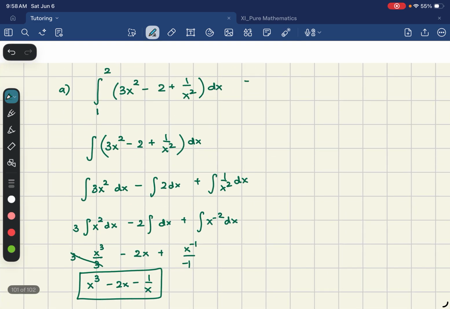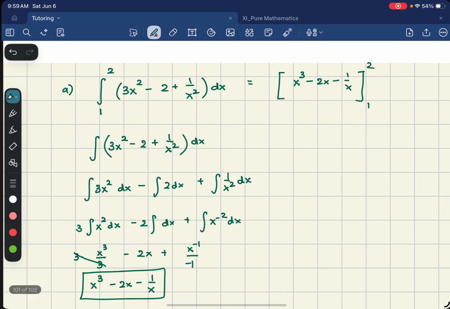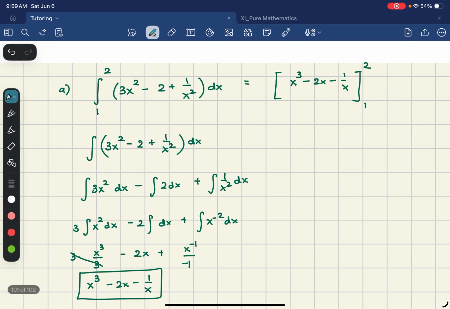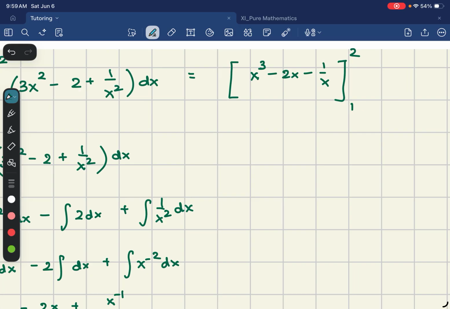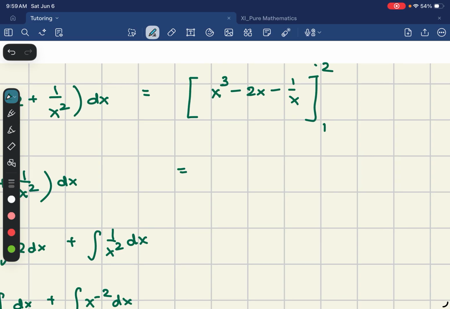So now, after I integrate, I just need to substitute in my bounds. So from 1 to 2, right? I first manually integrate. I don't write plus c. I put whatever solution I get after I integrate into the square brackets, and then I need to substitute my upper and lower bound. So if I substitute 2 here, I get 8 minus 4, right? 2 cubed is 8, minus 4, minus 1 over 2.